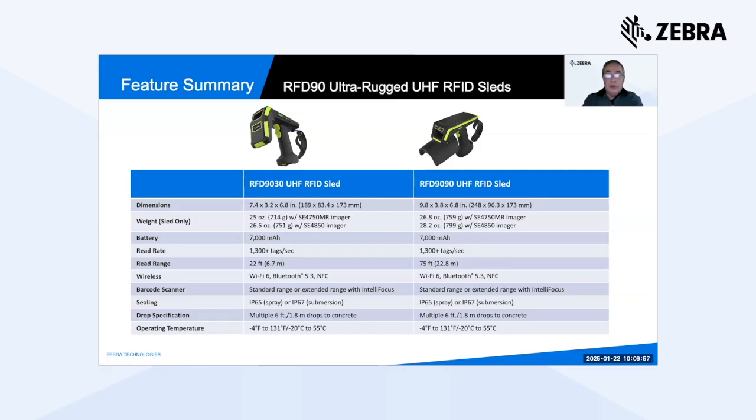So basically you've got a choice between standard and long range. Both versions have got the same ceiling spec, IP65, IP67, and a 1.8 meter drop spec to concrete. And they both include the wireless capability as standard. So you can choose obviously between the 2 models depending on the requirement.